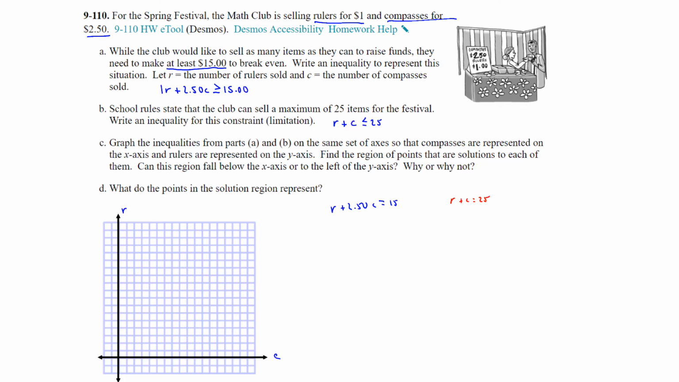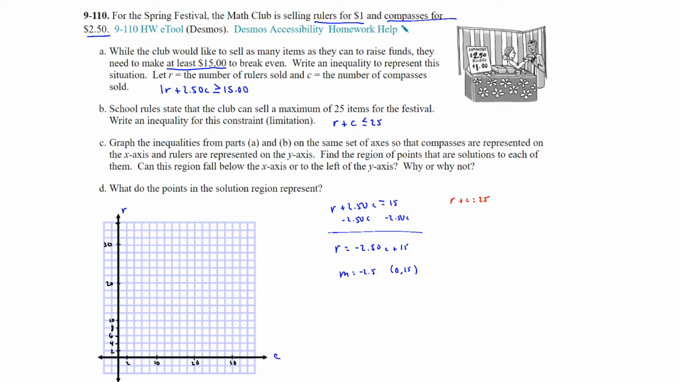So to solve for R, we can subtract 2.5C from both sides. And remember, R does represent our dependent variable, so that's what we want to solve for if we're trying to put it in slope-intercept form. So negative 2.5C plus 15. That means our slope is negative 2.5, and our y-intercept is at 15.